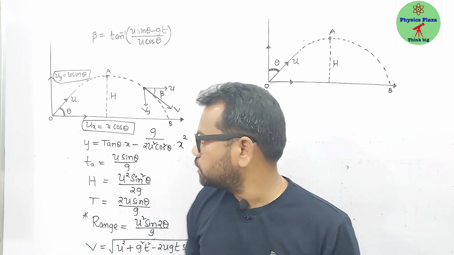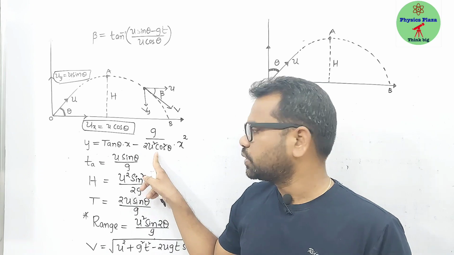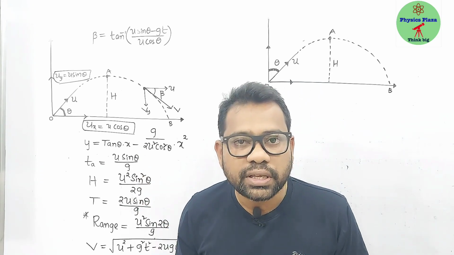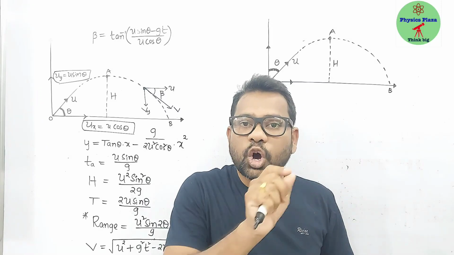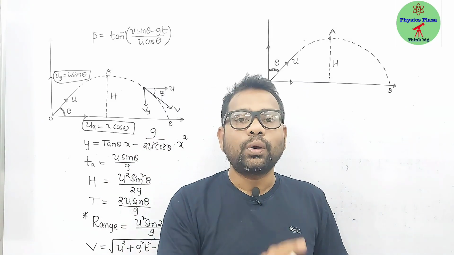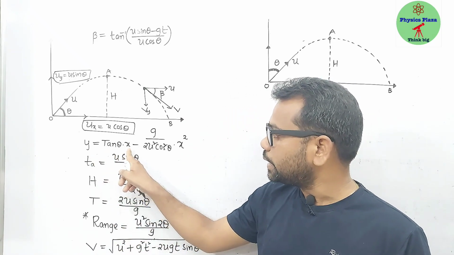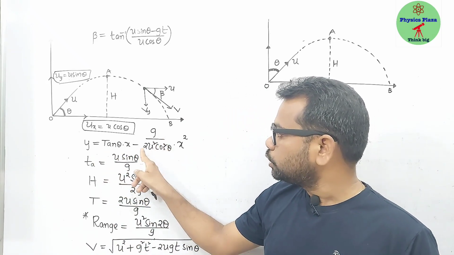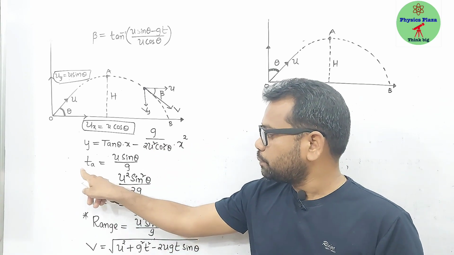What are those parameters? Yes, we discussed the equation of trajectory. Dear children, what is the equation of trajectory here? The equation which gives the relation between the horizontal distance and the vertical distance covered by the projectile is called the equation of trajectory. There we got y is equal to tan theta x minus g by 2u square cos square theta into x square. Next we discuss time of ascent.